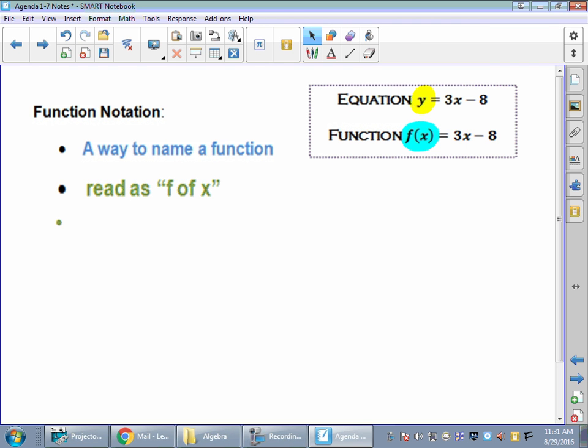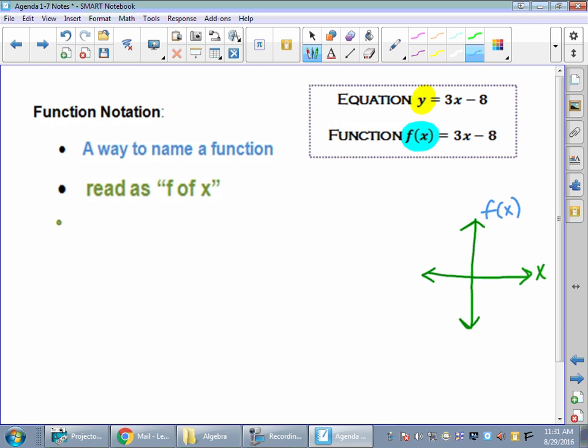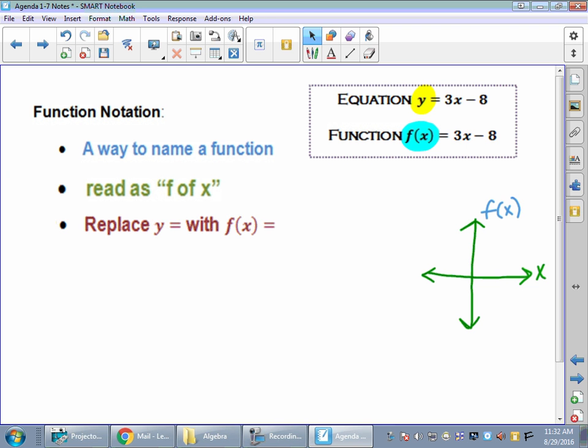So you read it as f of x. For that function, I would say f of x is equal to 3x minus 8. It's the same as saying y equals. Even sometimes on a graph, when we get into these functions, we'll have the x-axis, and then they'll get super fancy and call that the f of x-axis instead of saying the y-axis. It is the same thing. Do not be intimidated. We're just replacing the y equals with f of x equals.